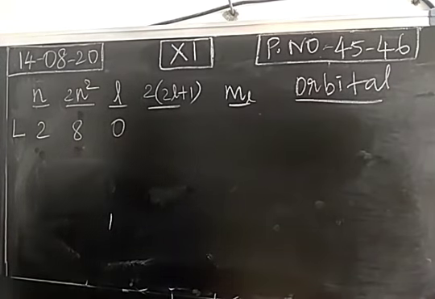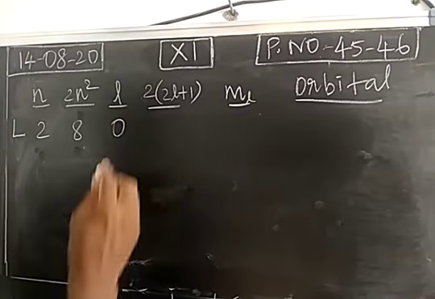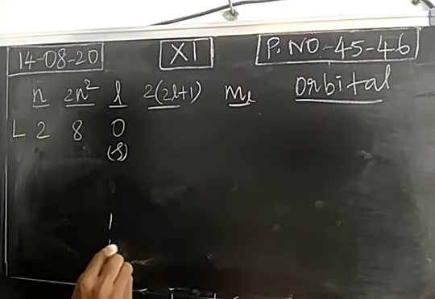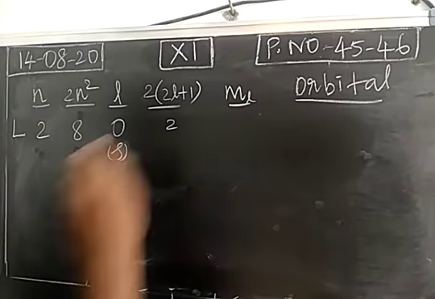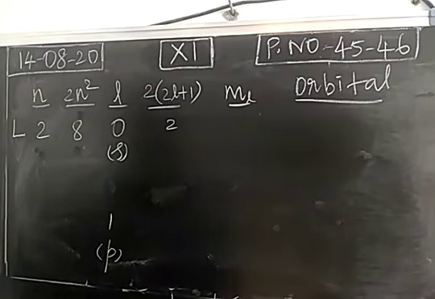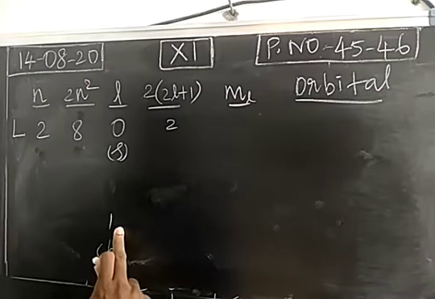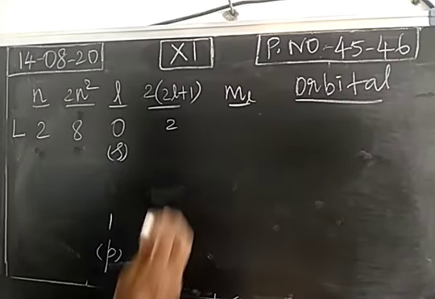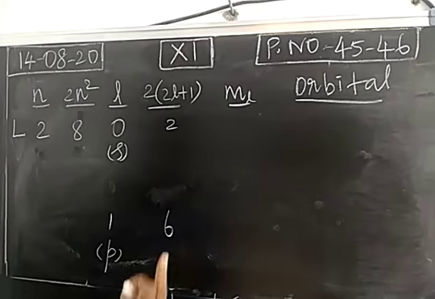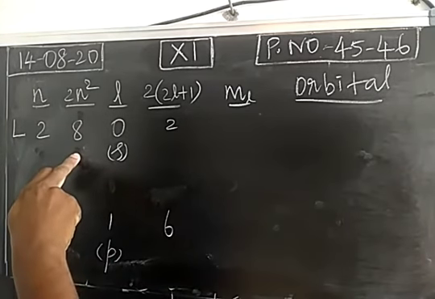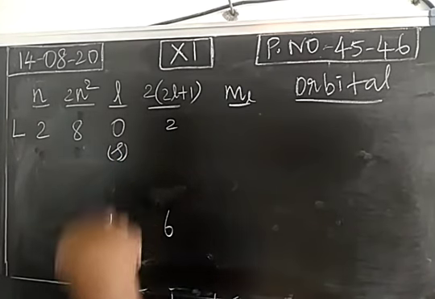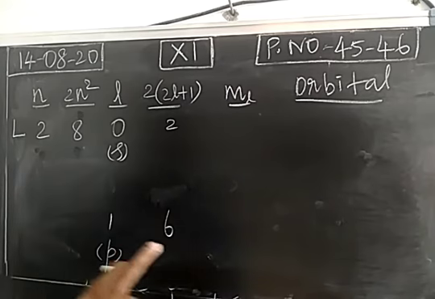Next, calculate the number of electrons in the subshell. So this is the s subshell, and this is the p subshell. Here substitute 0. You will get maximum 2 electrons can be present in the s subshell. Here substitute 1, azimuthal quantum number 1. 6. Maximum 6 electrons can be present in the p subshell. So the orbit can accommodate maximum 8 electrons. Out of 8 electrons, 2 electrons will be in the s subshell and 6 electrons will be in the p subshell.